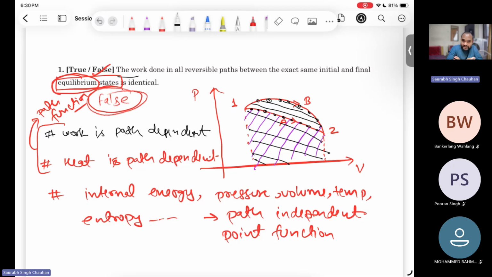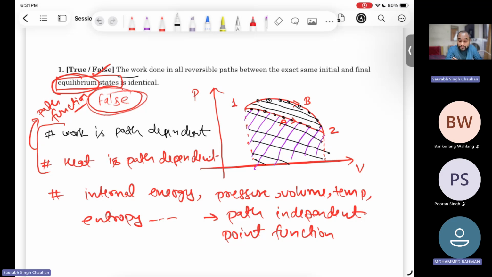If all the points which make this path are in equilibrium, then we say that this process is reversible, because all the states during the change are in equilibrium. This is a quasi-static process. But if it is not in equilibrium, then there will be some irreversibilities, right?